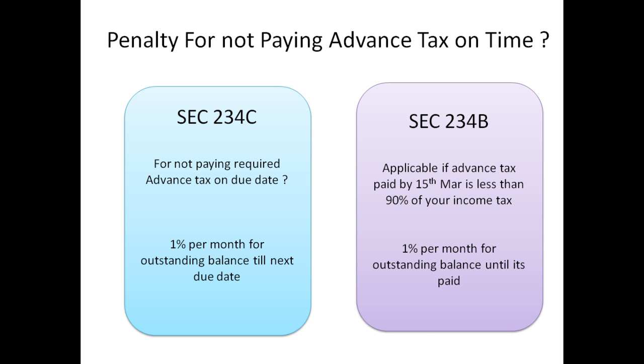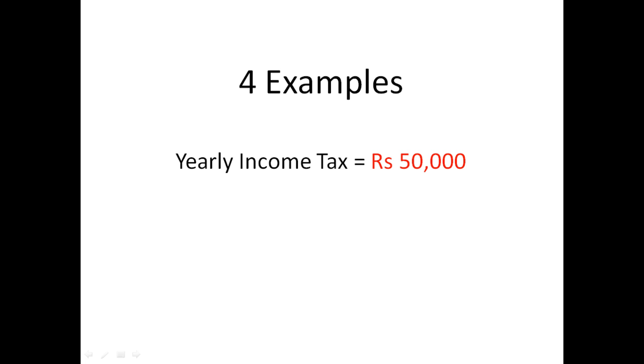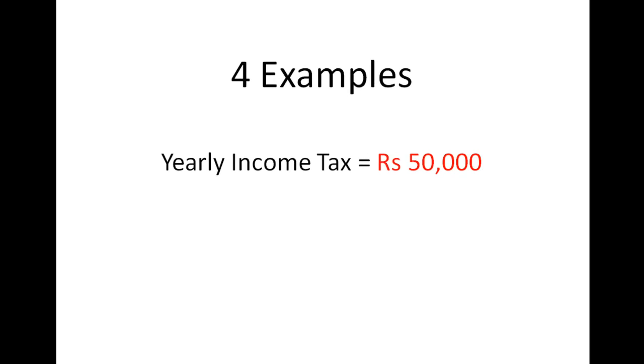So let's move to the examples part. We'll see 4 different examples for the same person, just with the scenario changing, and the assumption here is that the yearly income tax for this person is 50,000 rupees, just as an example. For you it can be 1 lakh rupees, or 20,000 rupees, or whatever. So let's see the first case.